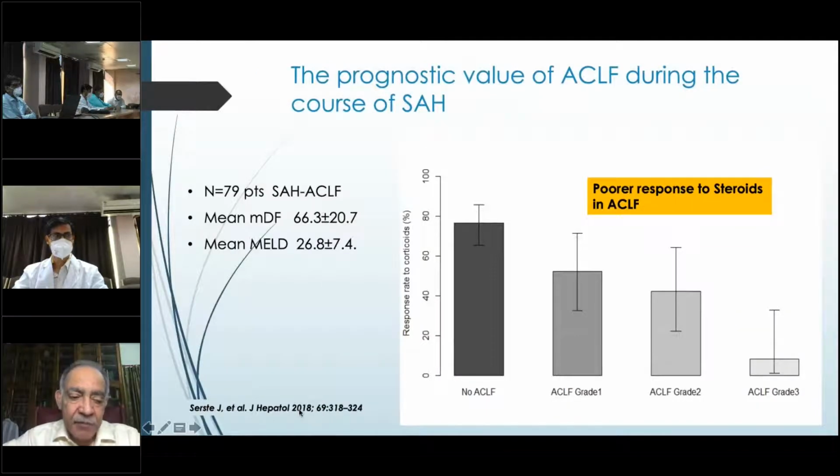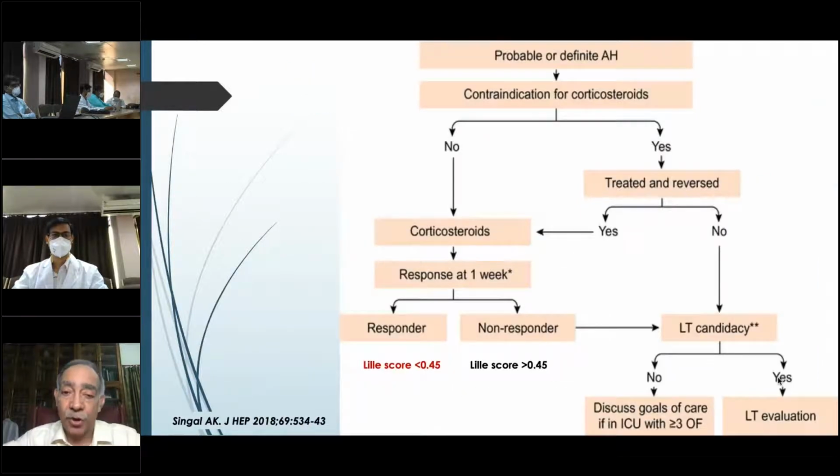In a recent study that was published as a follow-up of this in 2018, the prognostic value of developing acute-on-chronic liver failure, the more severe form, was also identified and is shown in this bar diagram. That is, response to corticosteroids was much better in those who did not have ACLF and was very poor in those who had developed organ failure, with 3 or more organ failures. So there was a poorer response to corticosteroids.